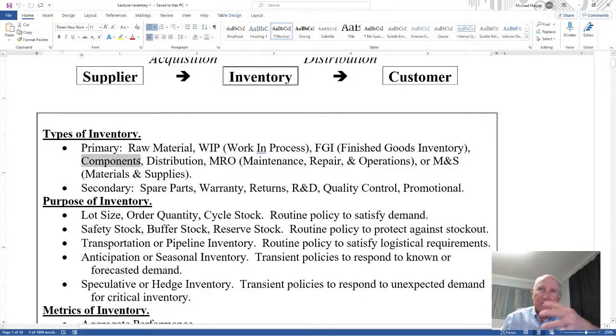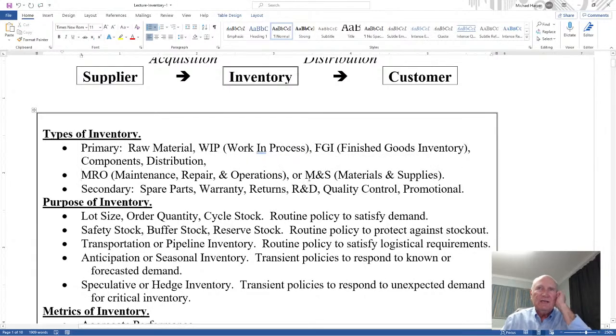You have different components within your finished goods. Distribution inventory, when it's distributed to your customers. And sometimes the distribution lead time is not just hours, it could be days, weeks, or months. So therefore that inventory, which is in transit, where is it, who owns it, who's paying for it, and so the distribution inventory can be important. And then there's two types of important inventories: MRO, maintenance, repair, and operations, or M&S, material and supplies.